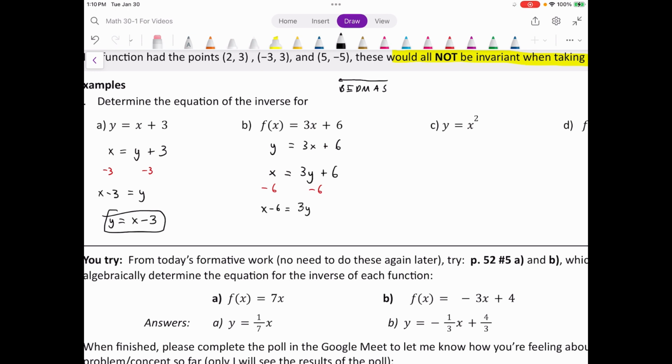And then y is being multiplied by 3. So in order to undo that, the opposite of multiplication is division. In fact, we call that the inverse operation, right? Connecting back to today's lesson, right? The inverse operation of multiplication is division because division undoes, it reverses, so to speak, multiplication. Okay, so this gives us y equals x minus 6 over 3.